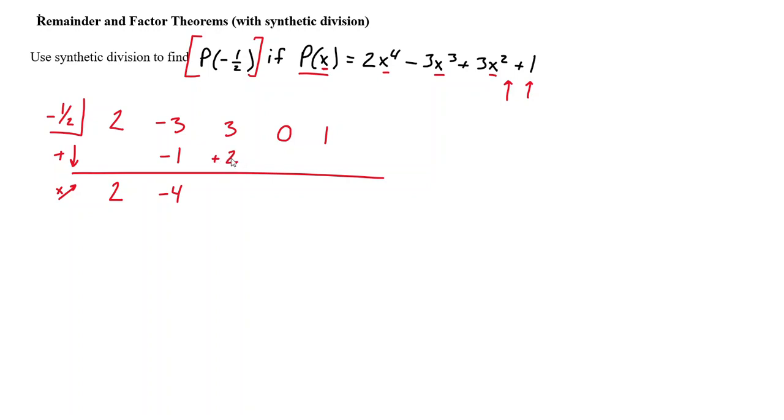Half of 4 is 2. 3 plus 2 is 5. And now we'll multiply up. 5 times -1/2 is going to be negative, and that's just 5/2. Okay, 0 plus -5/2 is -5/2. And then -1/2 times -5/2 is +5/4.